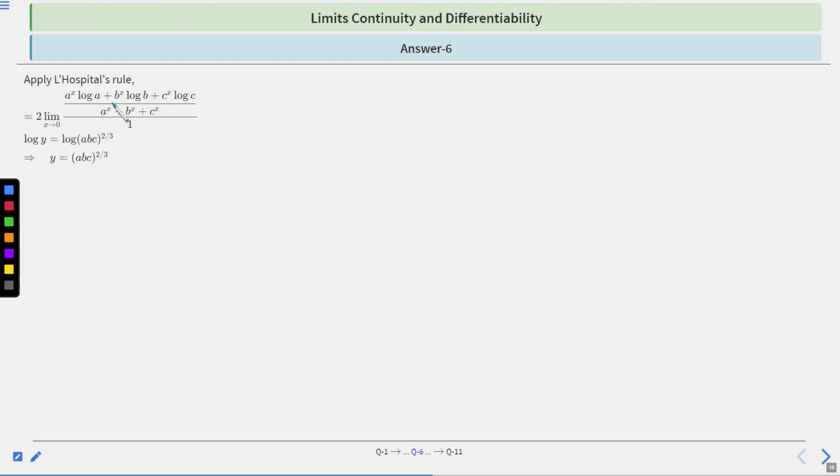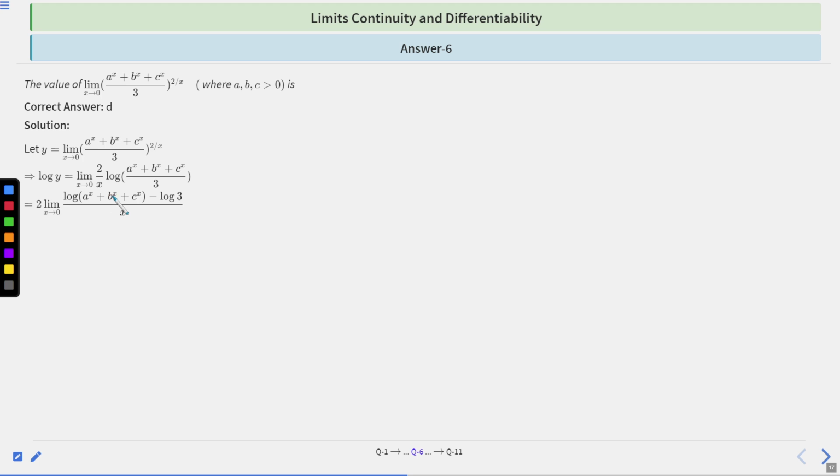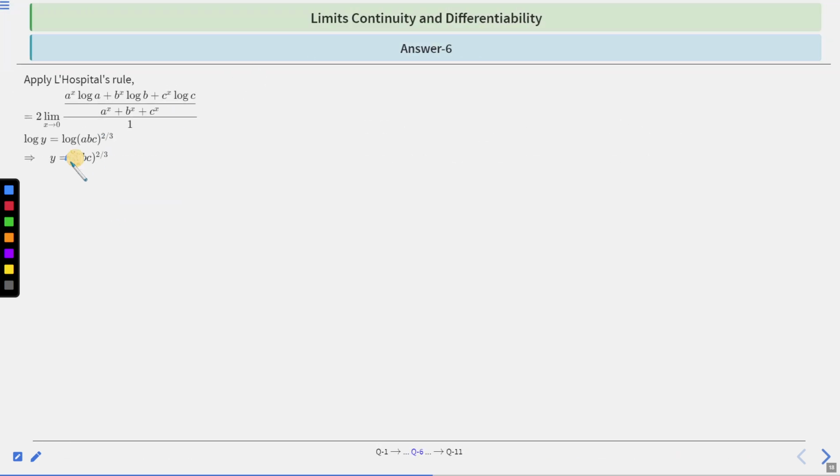So applying L'Hospital rule, we got 2 times limit x tending to 0 of (a to the power x log a plus b to the power x log b plus c to the power x log c) upon (a to the power x plus b to the power x plus c to the power x), right? Because it is log of a to the power x plus b to the power x plus c to the power x, and in the denominator it was x, so differentiation of x is 1, right? Now if we put x tending to 0, it is log a plus log b plus log c upon a plus b plus c. Clear?